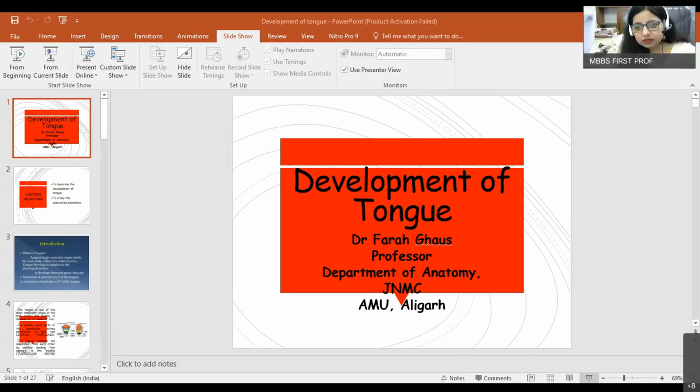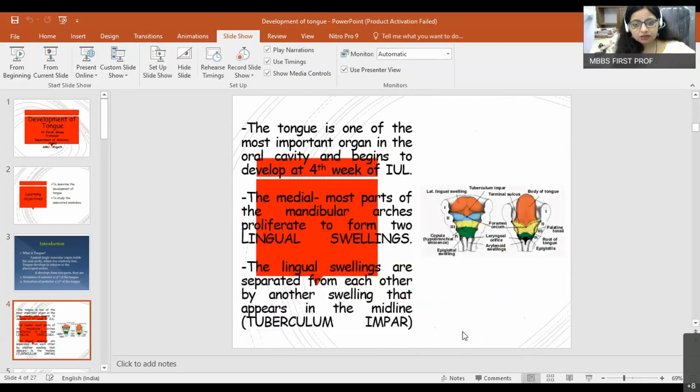Excuse me, ma'am, your slide is not changing. Okay. Actually, what happens is when I start the slide, things go wrong. So I'll end slideshow and then I'll simply make the slides move like this. Is it okay now? Can you see it? Yes, ma'am. Okay.